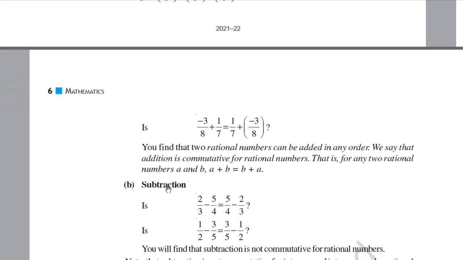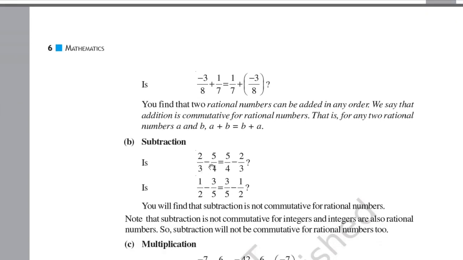Now for subtraction, is 2 by 3 minus 5 by 4 equal to 5 by 4 minus 2 by 3? So we have to find that out. So you will find that subtraction is not commutative for rational numbers. Note that subtraction is not commutative for integers, and integers also are rational numbers. So subtraction will not be commutative for rational numbers too. When you do that, it will not come the same. A plus b will not be b plus a. A minus b is not equal to b minus a. So it is not commutative.